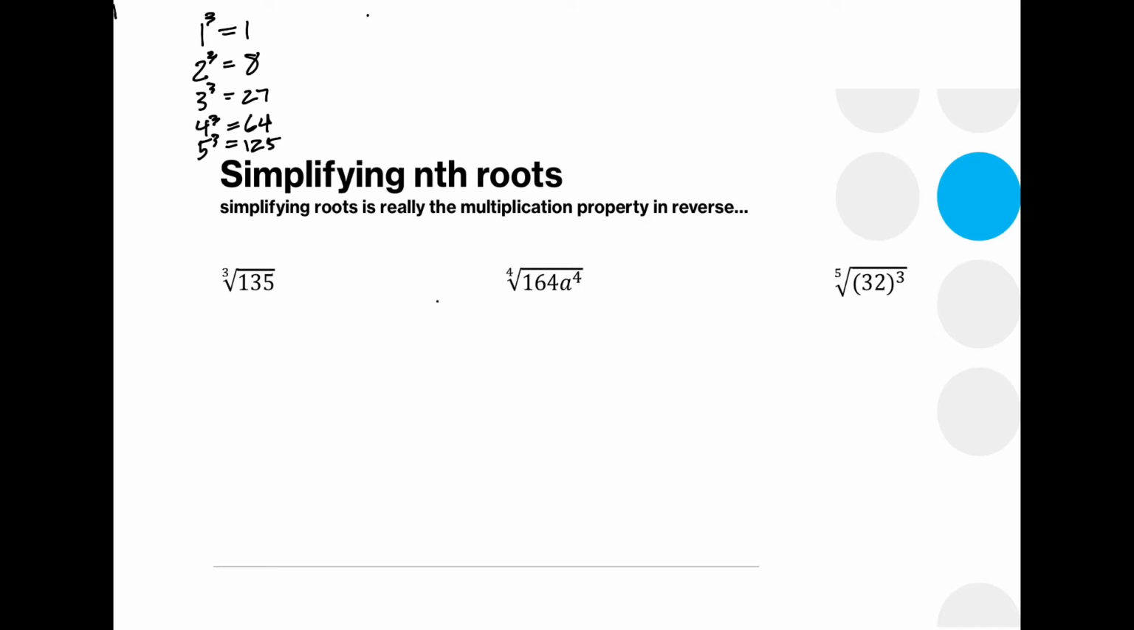Perfect fourths are a little harder. 1 to the fourth, again, is 1, but 1's not really helpful to us. It doesn't really break a number down. 2 to the fourth is 16.